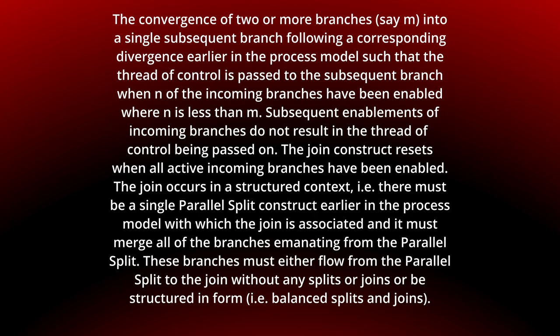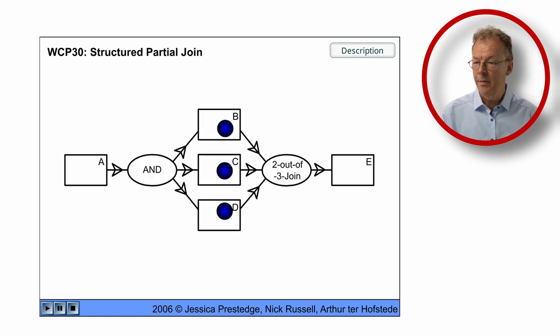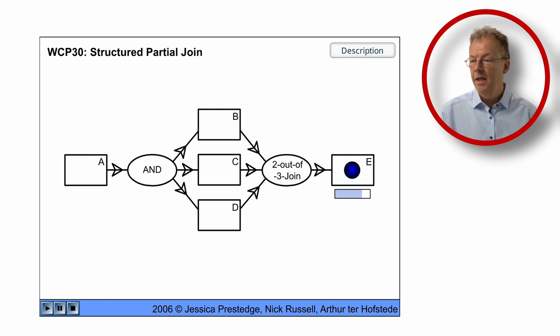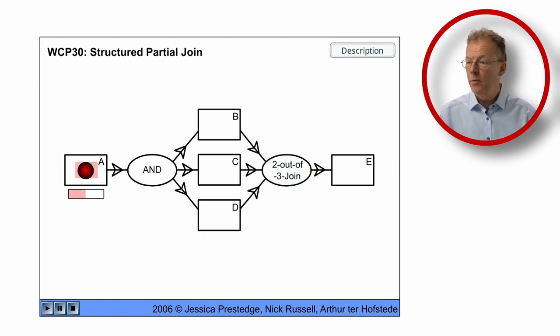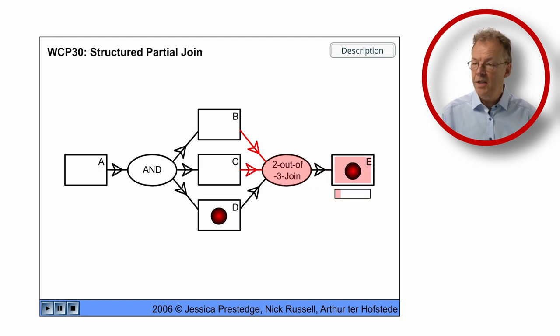You can see the behavior in the original flash animation. So we start with A, and then all three B, C, and D are activated, completed at the same time, and we go to E. In the next case, we have A, and then all three are activated, and B and C are completed simultaneously. We go to E, and then D finishes and doesn't activate E again. And in the next case, we have again all three activated, and now B is completed, C is completed, we go to E, and then D is completed, and E is not activated again.